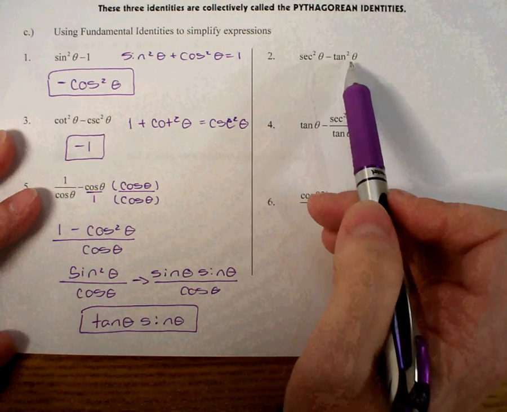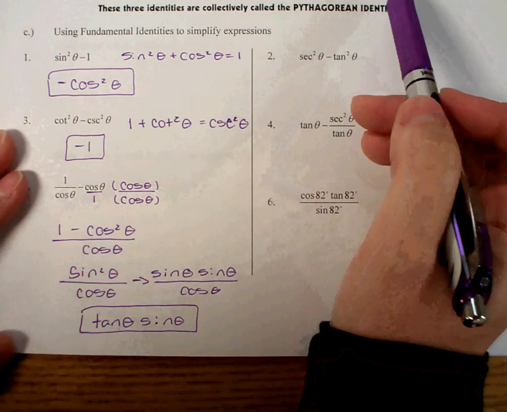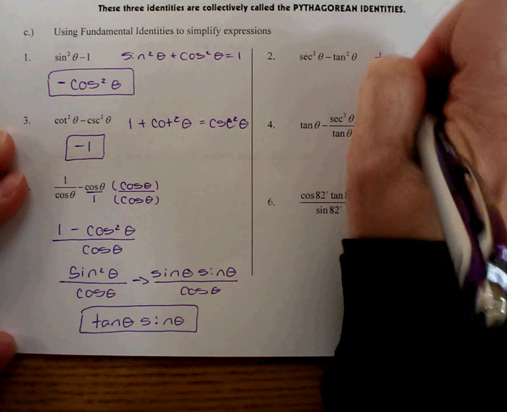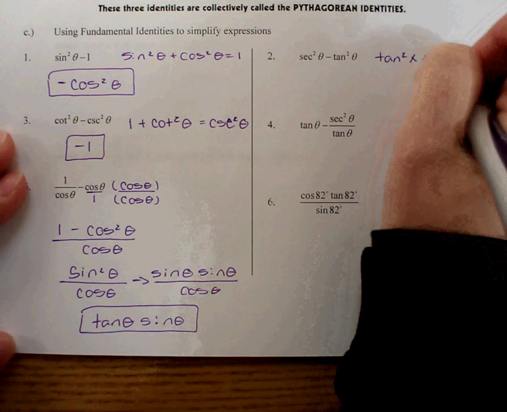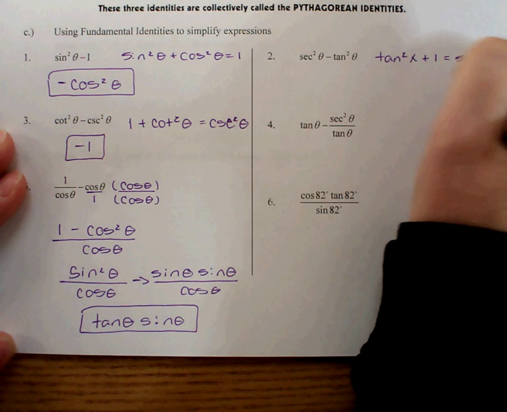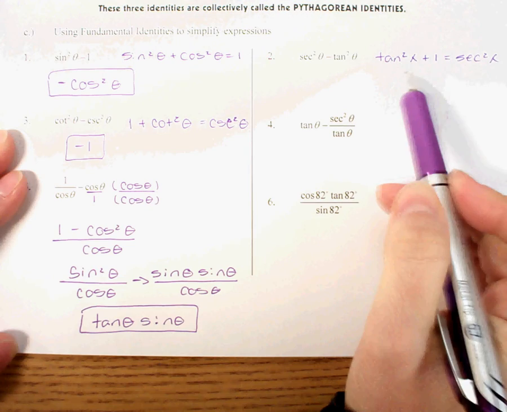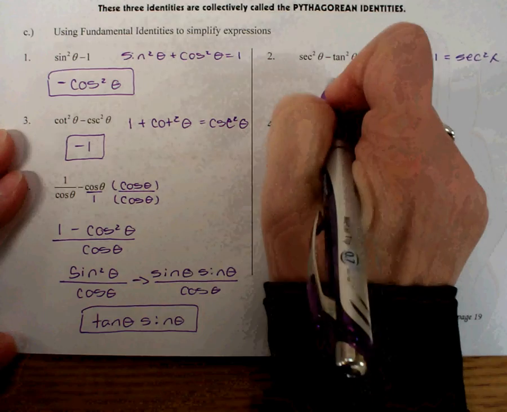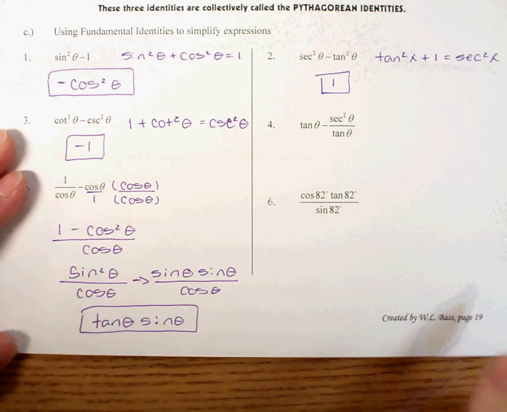Secant squared minus tangent squared theta. This isn't much different than what we were doing earlier, so we'll rewrite that Pythagorean identity if we want. If I want to rearrange this, I'm going to move my tangent to the other side, leaving the 1 alone. So that's my final answer.